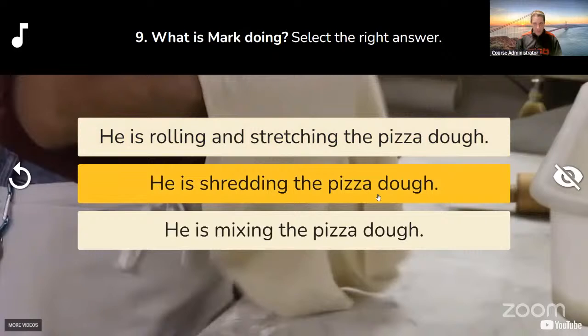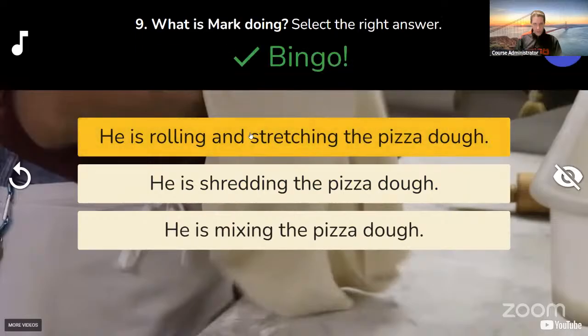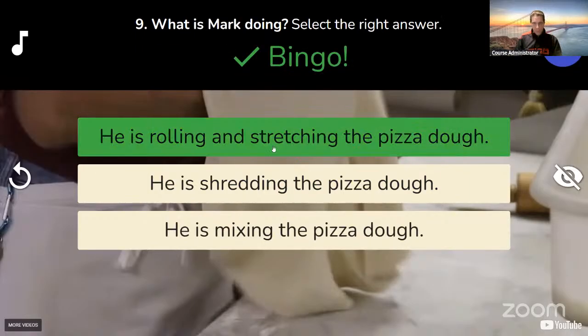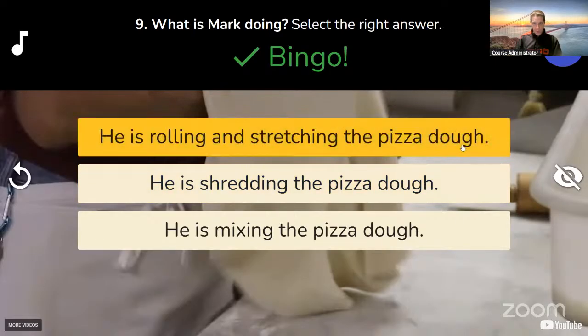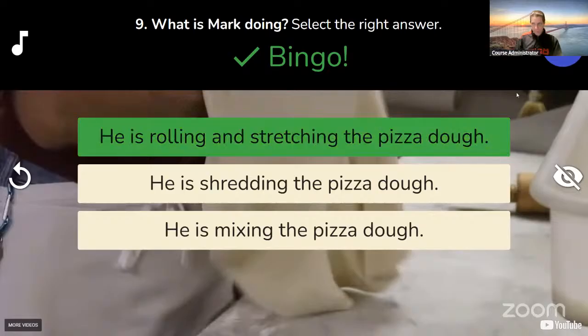He's shredding the pizza dough, or he's mixing the pizza dough. Okay. I think in this case, he's doing more than just mixing it. So he's rolling and stretching the pizza dough. Okay. So again, passive voice, the pizza dough is being rolled and stretched.